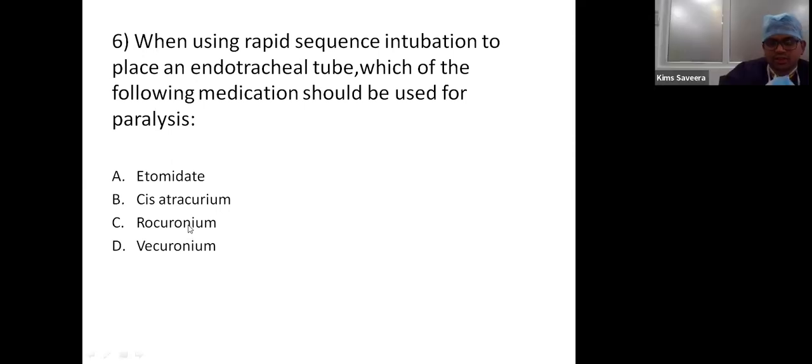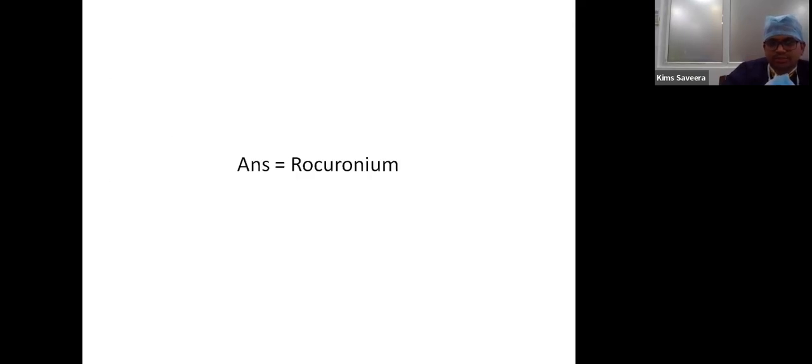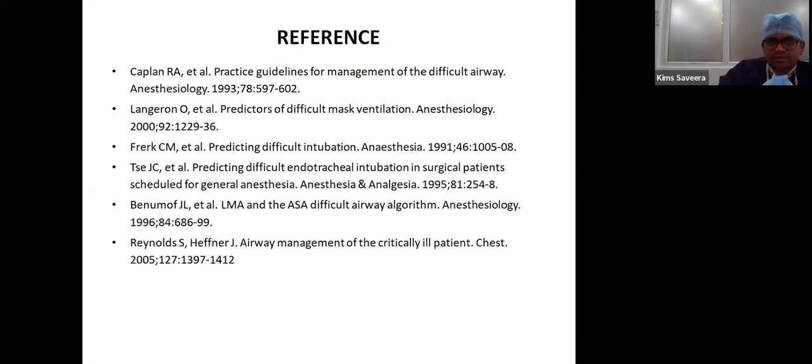The answer is C, rocuronium, where A, etomidate, is not a paralyzing agent, it is an induction agent, and cisatracurium and rocuronium are intermediate acting drugs. So we don't use them for rapid sequence induction, we use them for maintenance. The answer is rocuronium. Succinylcholine and rocuronium are what we use in rapid sequence induction, the paralyzing agent. And these are the references for the above topic of difficult airway.